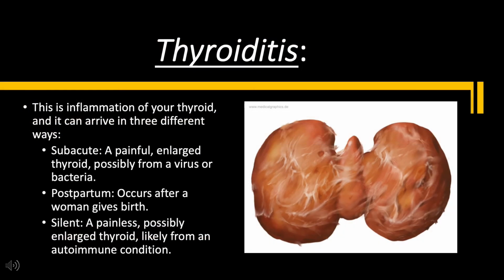Thyroiditis. This is inflammation of your thyroid, and it can arrive in 3 different ways. Subacute: painful, enlarged thyroid, possibly from a virus or bacteria. Postpartum: occurs after a woman gives birth. Silent: painless, possibly enlarged thyroid, likely from an autoimmune condition.